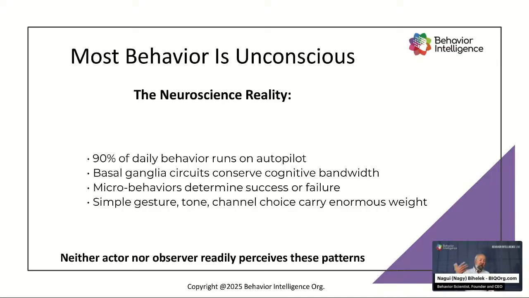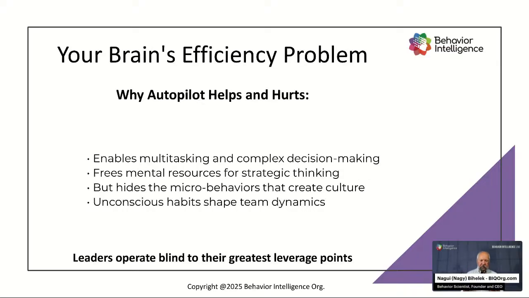So 90% of daily behaviors just run automatically. Why? Because it's being put into that part of your brain that we talked about that's like a superhighway. It conserves energy. And often micro behaviors determine success. They're the things that you're not seeing, you're not paying attention to, and they're often in tones and gesture and body language. And so when you are working remotely, a lot of those things are difficult to identify and observe. And the brain runs on autopilot. Why? Because it's efficient, right?